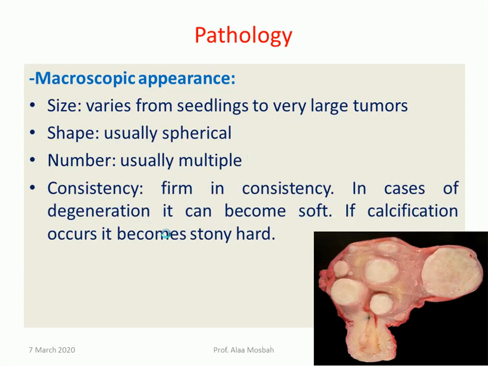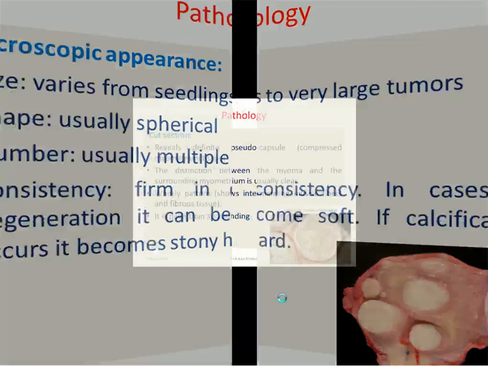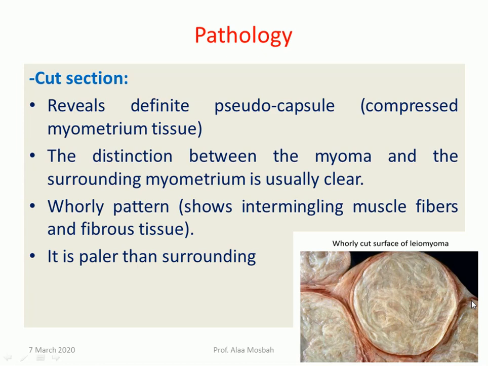The macroscopic appearance of fibroid: the size is variable. It may be a large tumor or a very small tumor. Shape is usually spherical, and usually it is a multiple lesion, and the consistency is firm. And if degeneration occurs, it may become more soft. And if calcification occurs, it may be hard. The cut section reveals a definite pseudocapsule, as you see in the picture, from the surrounding compressed myometrium. The distinction between the myoma and the surrounding myometrium is usually clear. Look at this whorled pattern: intermingling muscle fibers and fibrous tissue, and it is paler than the surrounding.